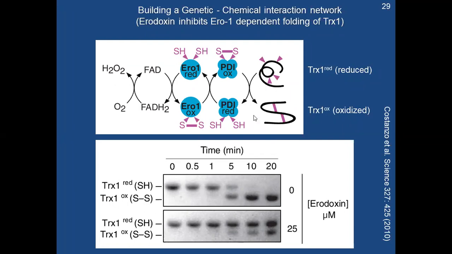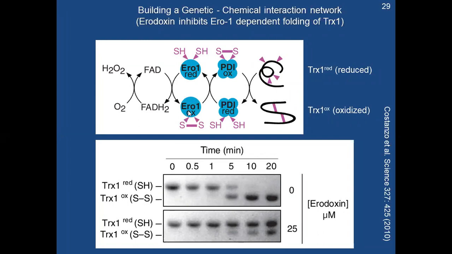The experiment is, we know that the oxidation of TRX1 happens because of the effect of the protein called PDI. The PDI, when it is itself oxidized, can oxidize TRX1. To generate an oxidized version of PDI, you need an oxidized version of ERO1. ERO1 in an oxidized version is going to oxidize PDI1. PDI1 is going to oxidize TRX1.